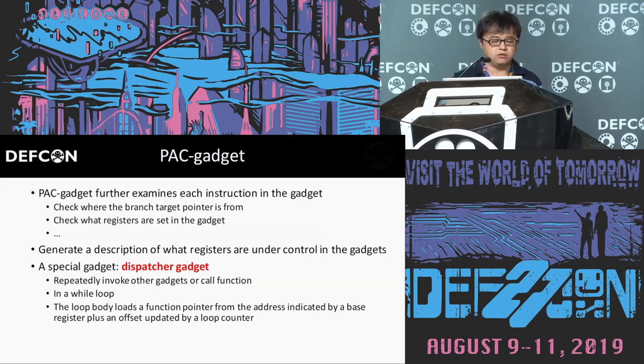There is a special kind of JOP gadget which is called a dispatcher gadget. A dispatcher gadget repeatedly invokes other gadgets or calls functions in a while loop. The feature of a dispatcher gadget is that the loop body will load a function pointer from the address indicated by a base register plus an offset. This offset is updated by a loop counter.